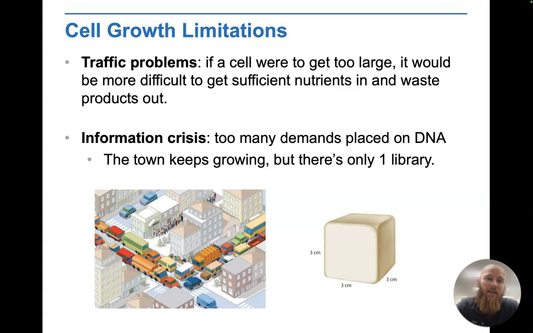Another problem comes in with information, right? So all of your cells have this genetic information, we call it DNA, and DNA is used to build all of the functional units within your cell, all the cell organelles, the proteins, etc. And so basically, if the town keeps growing, your DNA is kind of like a library. And if there are a whole lot of people all trying to access the same library, it's going to be really hard to get the necessary information to everyone who needs it.